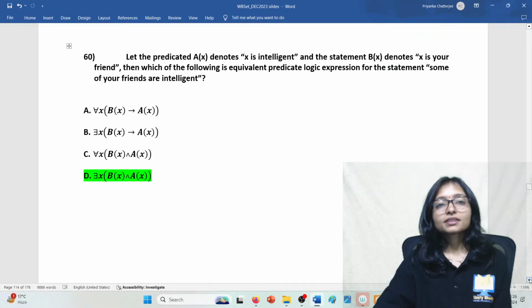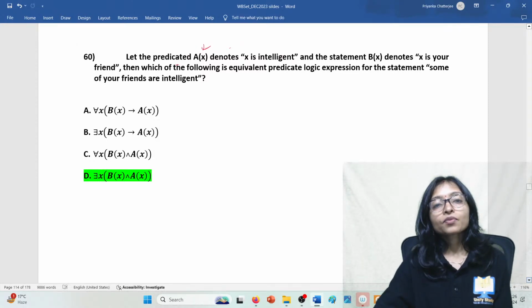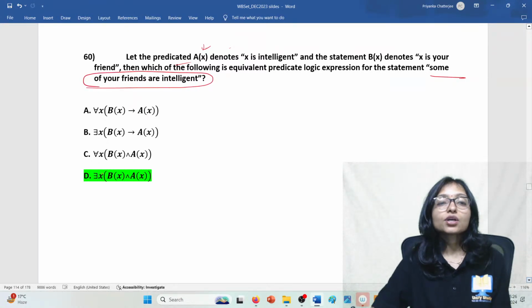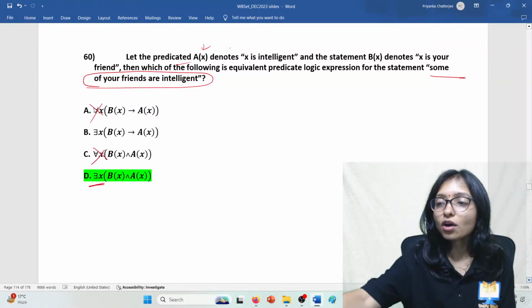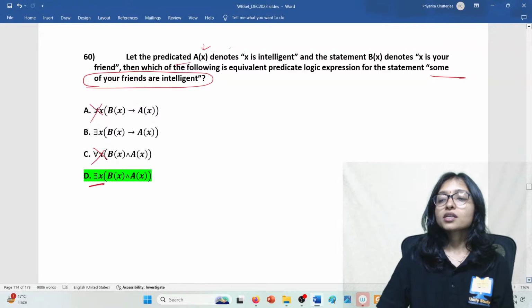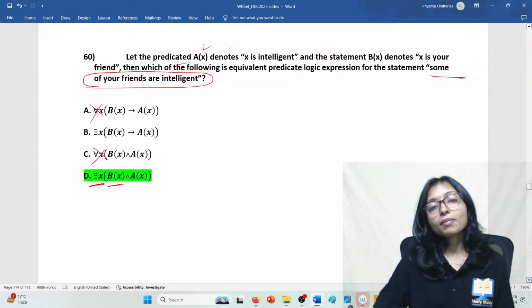Here, let the predicate A(x) denote, like here it was given predicate. So here what will it be? Some of my friends, some of your friends are intelligent. So there exists x. It will not be for all x. For all x means all of my friends are intelligent. No. Some of my friends are intelligent. So there exists. They are my friends and they are intelligent.